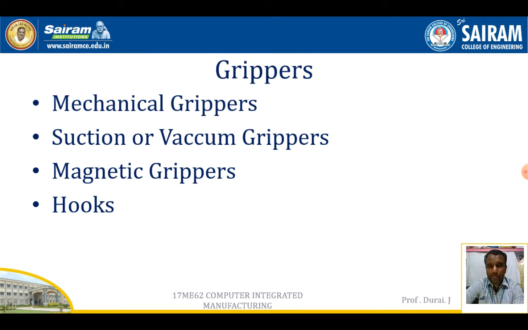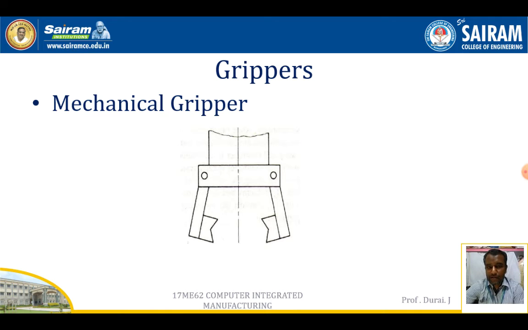Some of the types of grippers are shown here, that is the mechanical gripper. Between these, the gripper holds the component. Due to the friction, it holds the component and transfers it from one place to another place. So this type of gripper is called a mechanical gripper.